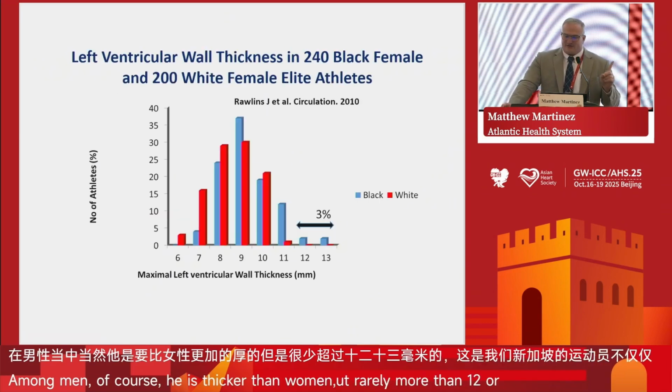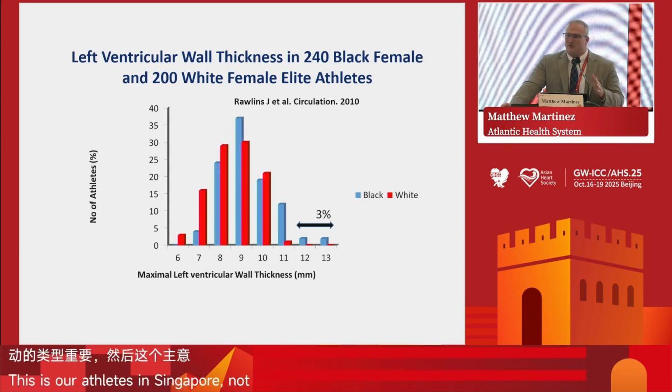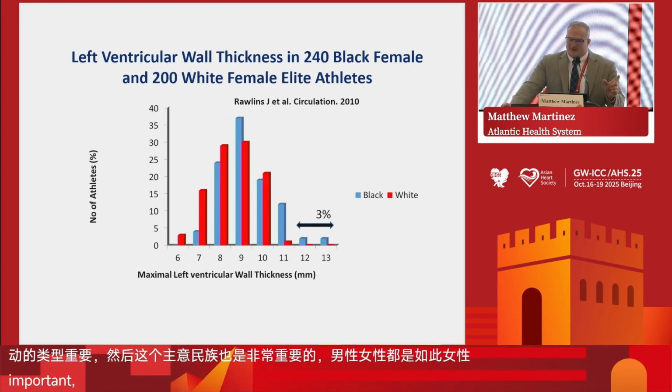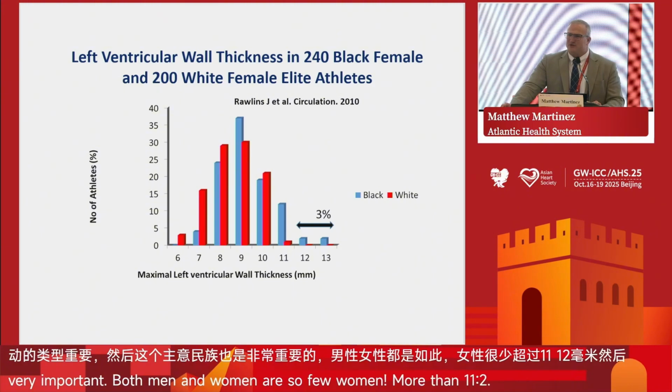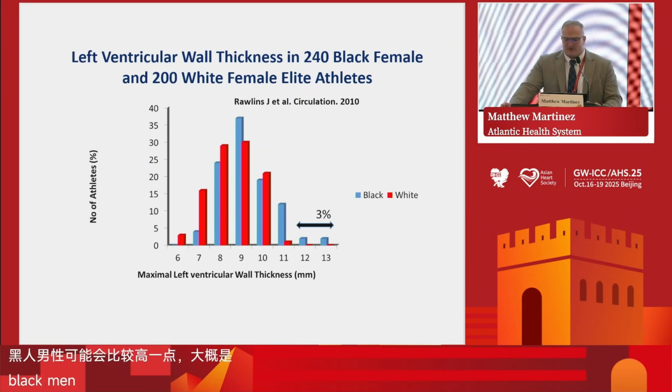If you look at black athletes, both men and women, the same story is true. Women typically don't have wall thickness above 11 or 12 millimeters, and even in black men, depending on the sport, these were endurance athletes, anything up to 13 millimeters can be considered physiologic, but beyond that, it's pathologic.